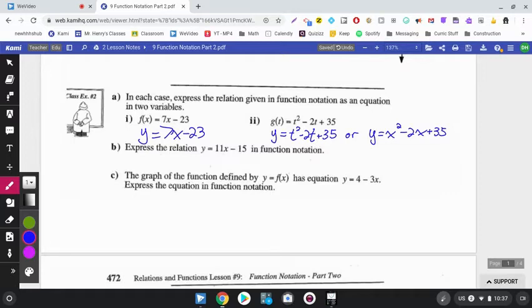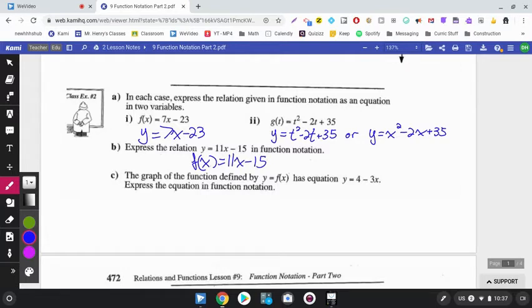Okay, going the other way. Here's the relation y equals 11x minus 15. Can I write that in function notation? Yeah, absolutely. I'll change the y to an f of x, and everything else would stay the same.